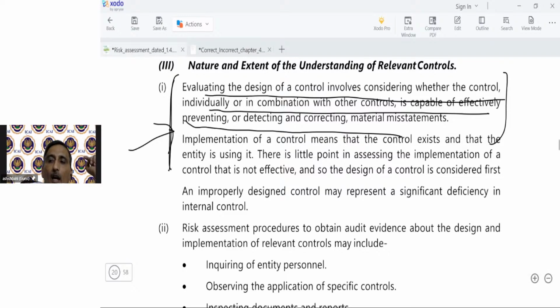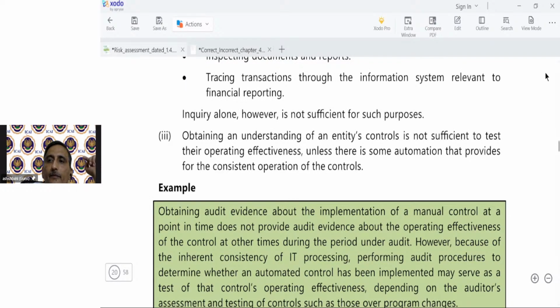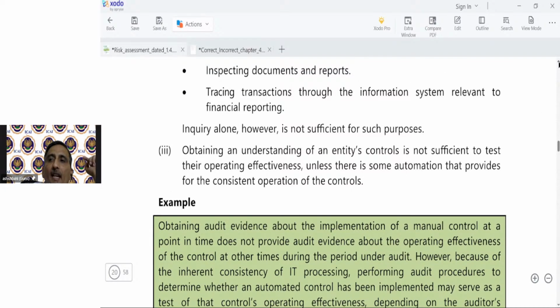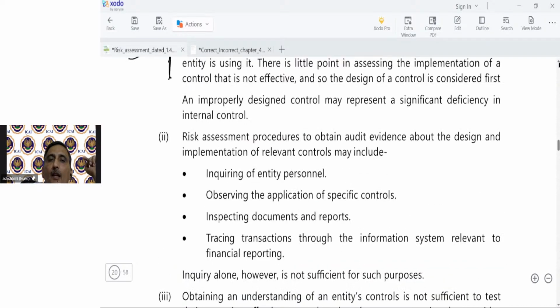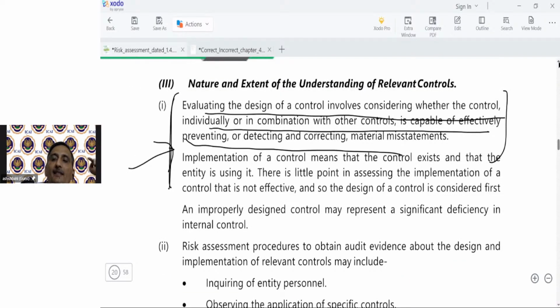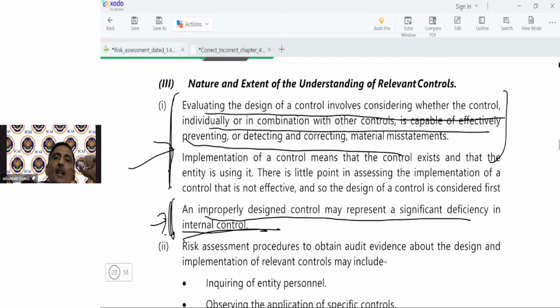So if a control is not properly designed, it represents a significant deficiency in internal control. Say if a control is not designed properly, then it represents a significant deficiency, then it is a weakness. It is a significant deficiency.